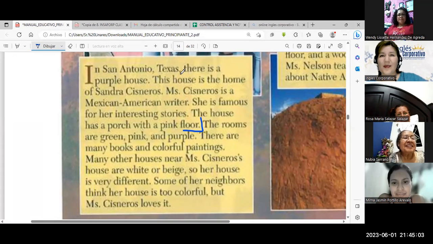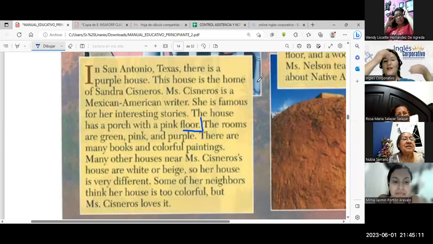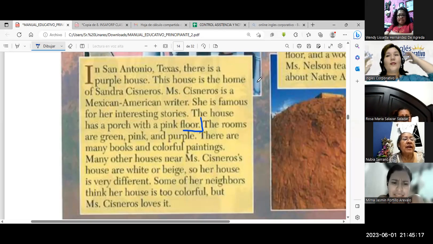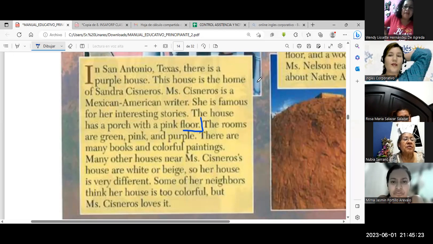In San Antonio, Texas, there is a purple house, the home of Sandra Cisneros. Mrs. Cisneros is a Mexican-American writer. She is famous for her interesting stories. The house has a porch with a pink floor.